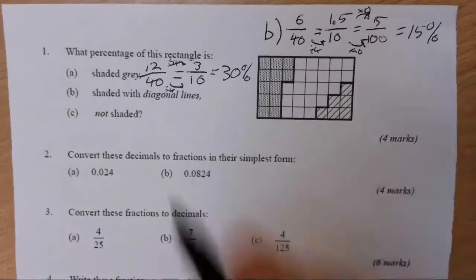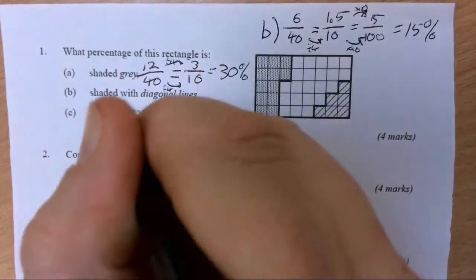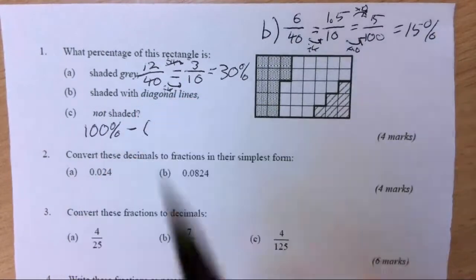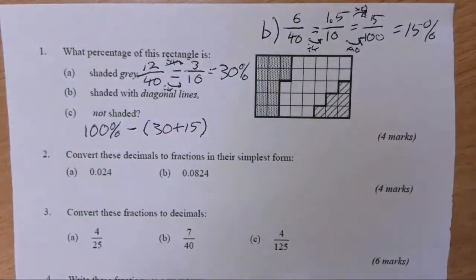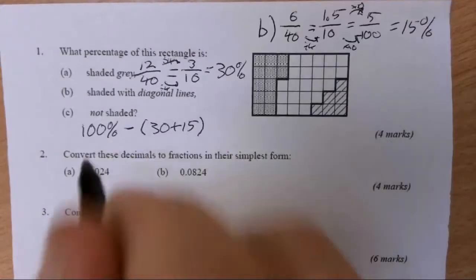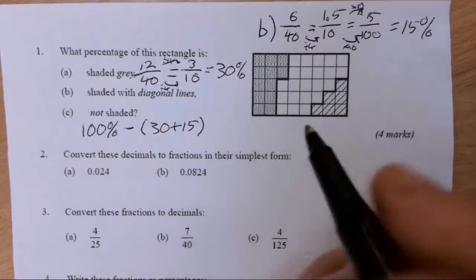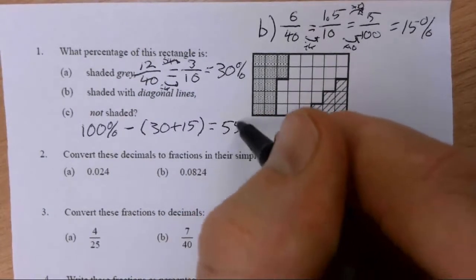Not shaded is going to be everything that's left. So not shaded is going to be 100% take away the ones which I've found so far. So that's 30% and 15%. So that's going to be 100% take away 45%, which is 55%.